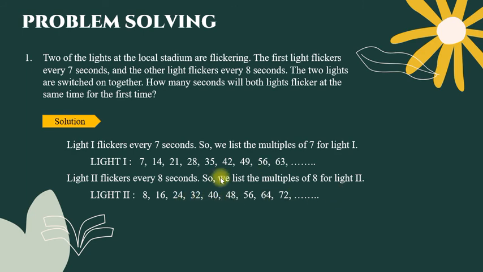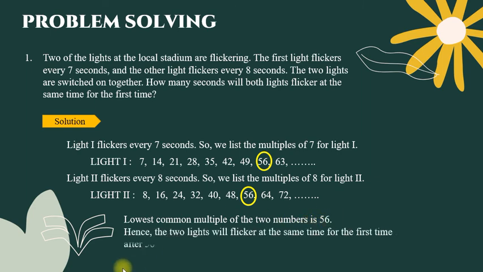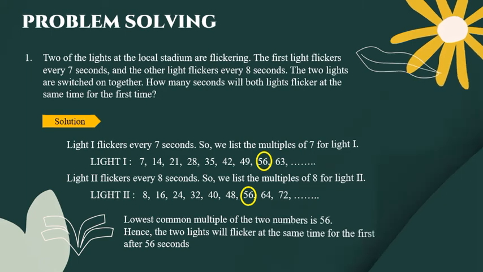So from here, we find the same number. For this case, this is 56. So the LCM of these two numbers is 56. So what does it mean? It means that the two lights will flicker at the same time for the first time after 56 seconds. Okay, so this is problem solving using method 1.